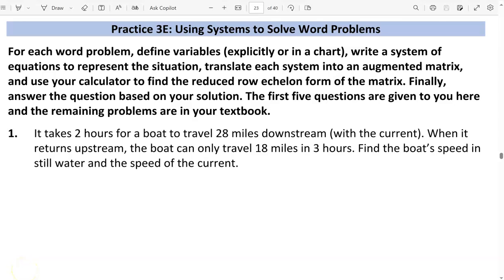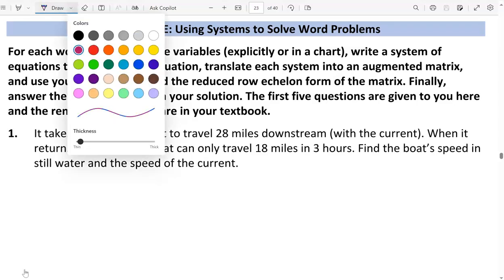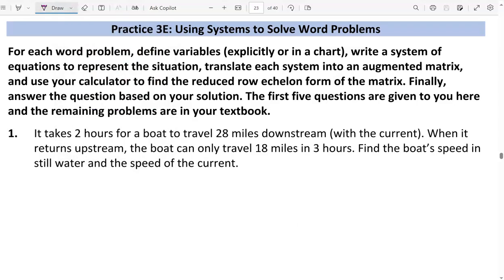This is a video walkthrough of Practice 3E. For each of the following word problems, we're going to write a system of equations to represent the situation. Then we're going to translate that into an augmented matrix, and finally use the calculator to find the reduced row echelon form of the matrix, and then answer the question. So there's really a four-part process that we're going to follow, and we're going to show each of those results.